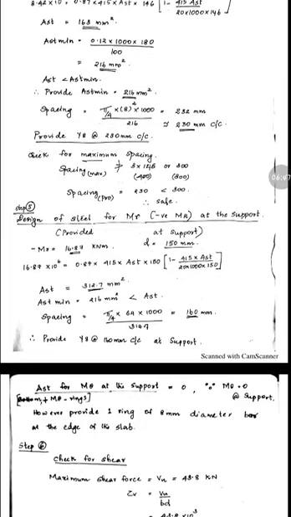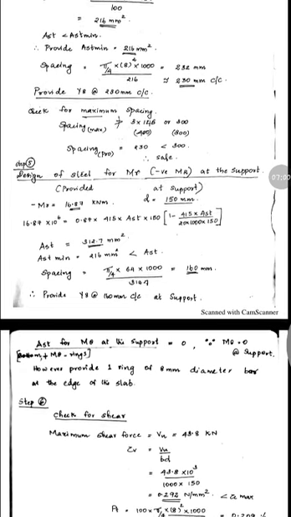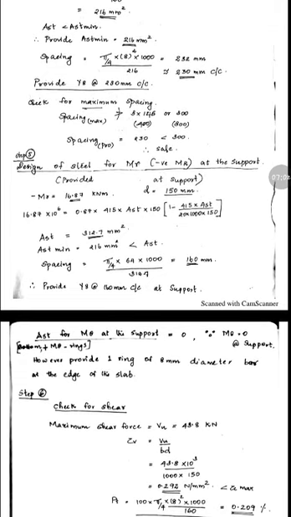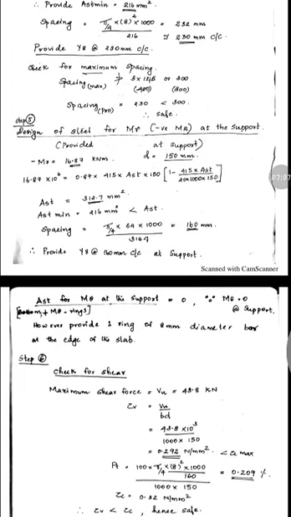Next step is we have to find out the design of steel for the support moment. Design of steel for MR. We all know that MR is having some sort of negative moment at the support. So this reinforcement we need to show in the top. So we have to find out the negative MR.